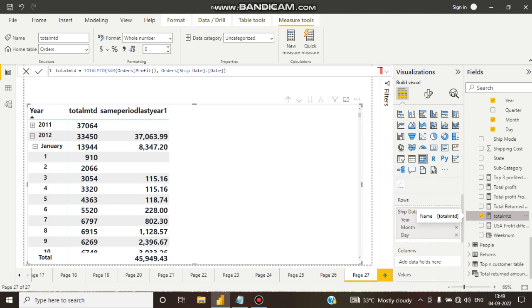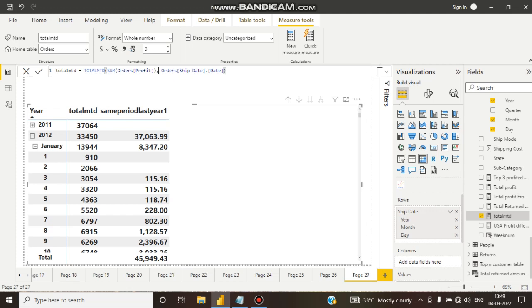Okay. So here you can see what I have done. I have taken a function, total MTD, then sum of profit, comma, and the order date, ship date. There is a ship date in the orders database. So this is calculating total MTD.